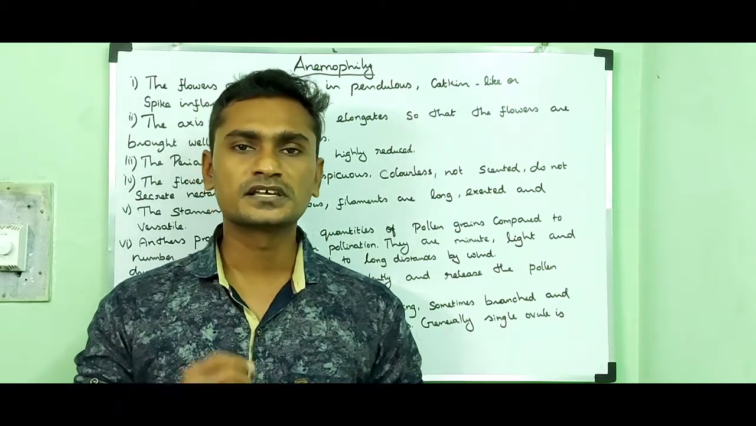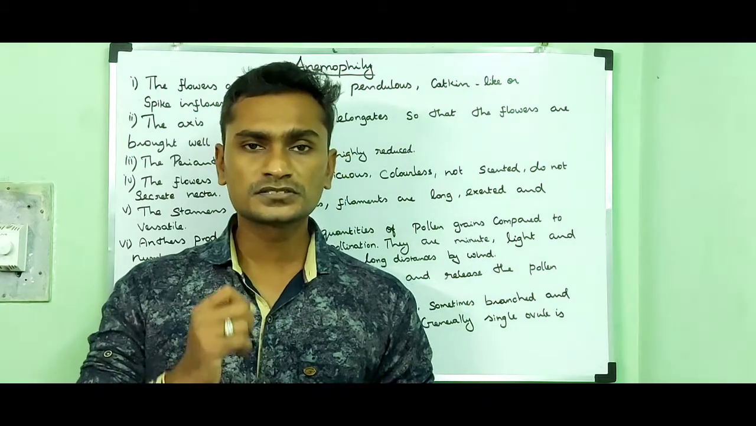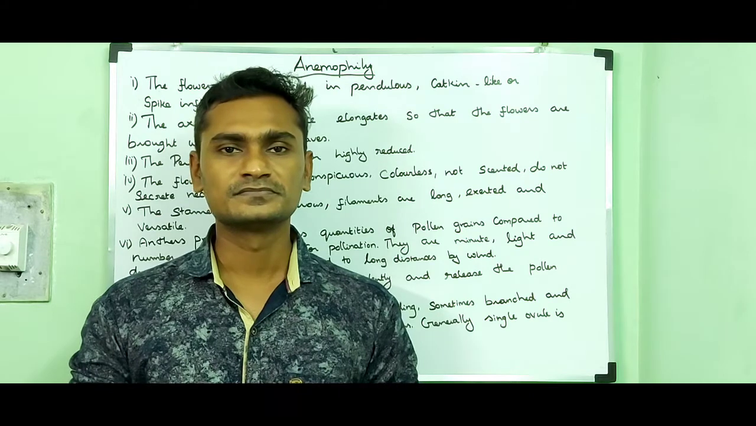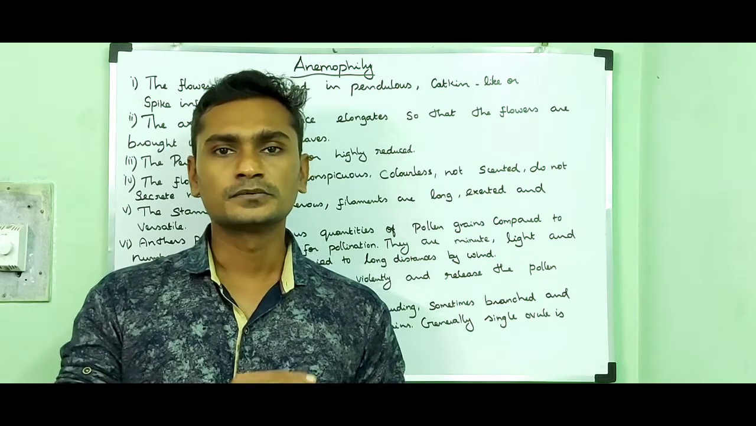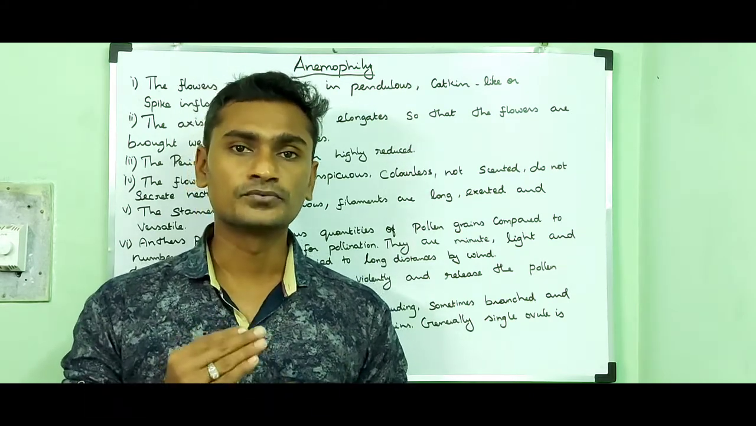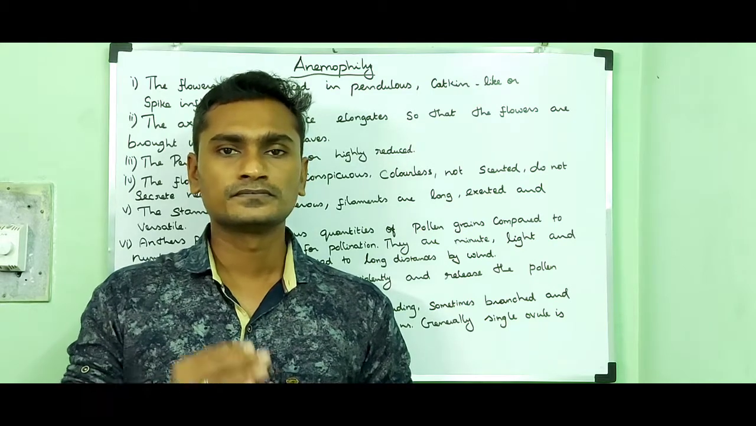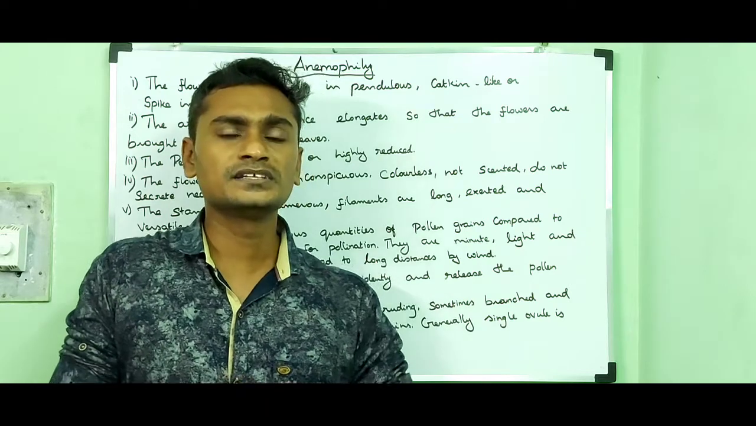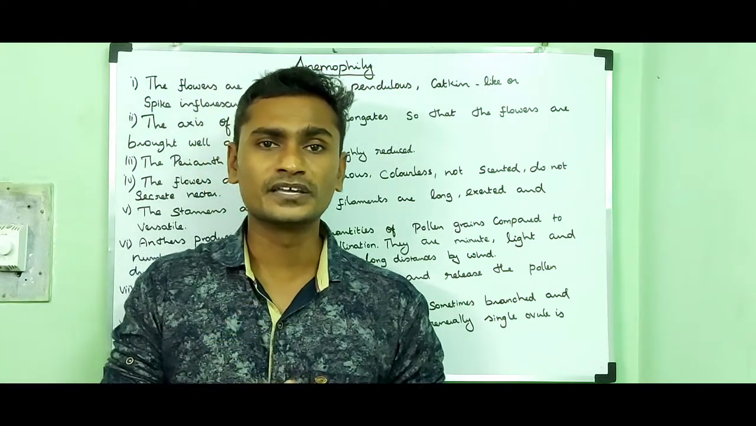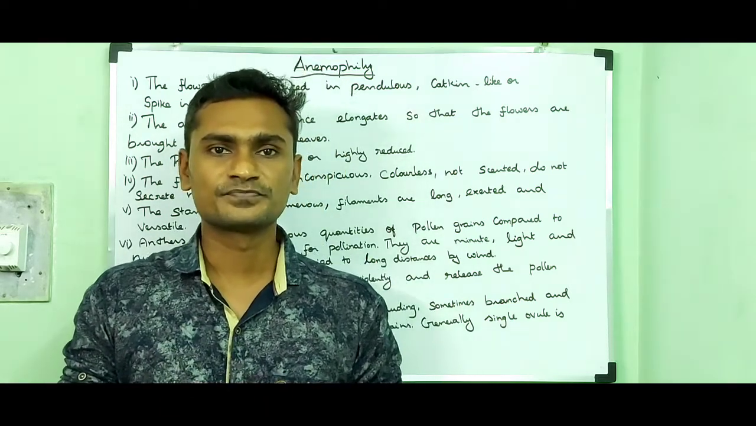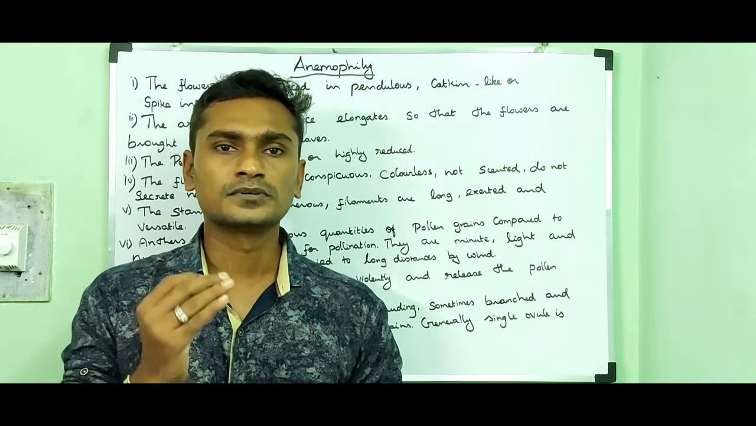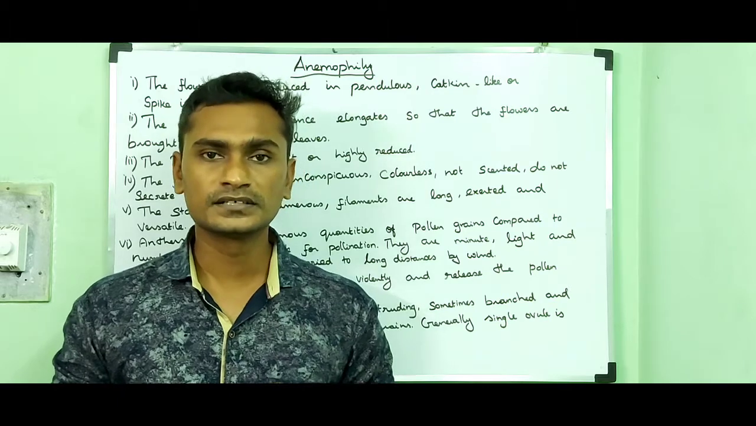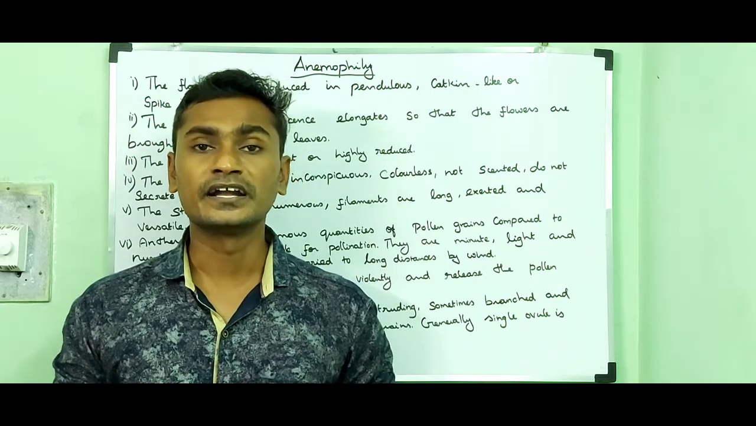I am Mandri Kumar Rajesh. In this video, we are going to discuss the topic called agents of pollination. Then I am going to tell about anemophily. First, let us talk about agents of pollination. Pollination is affected by many agents, the pollinating agents like wind, water, insects and animals.